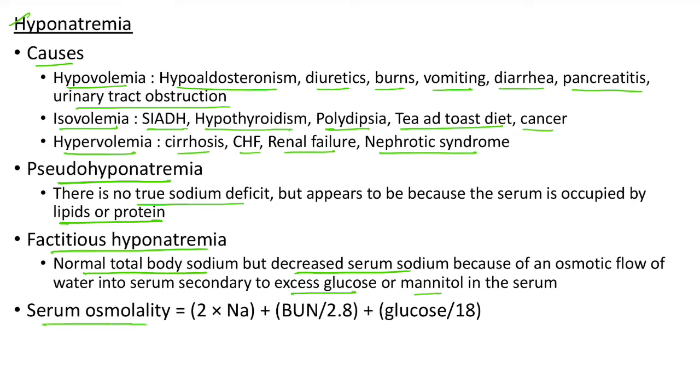How do you calculate serum osmolality? It is calculated by the formula 2 times sodium concentration plus blood urea nitrogen divided by 2.8 plus glucose concentration divided by 18.